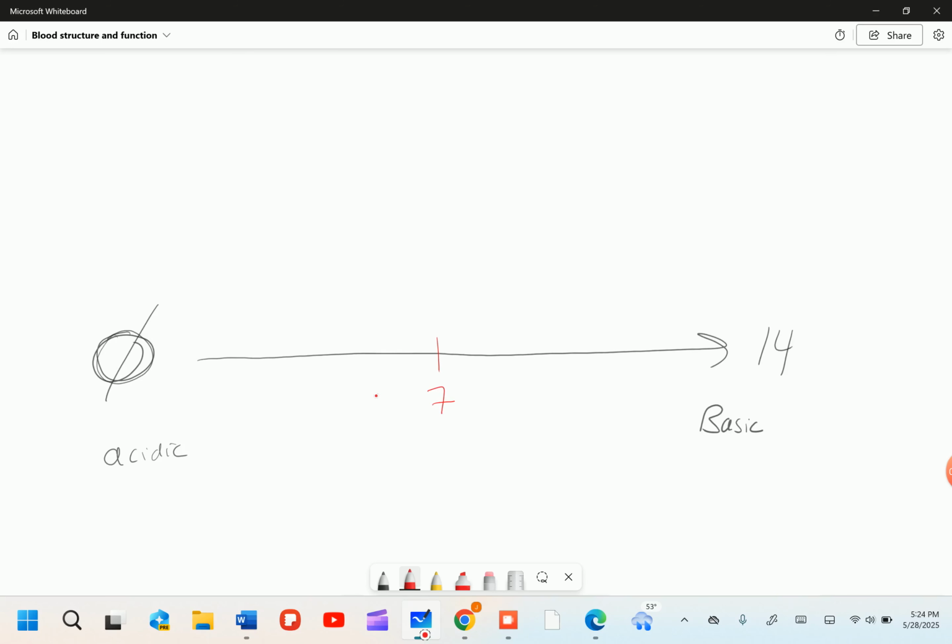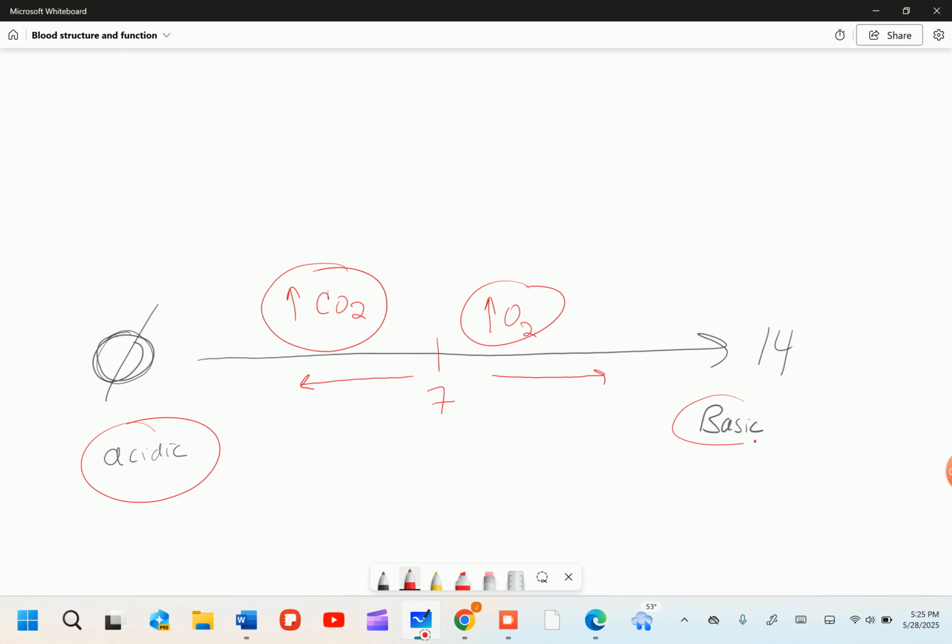If you have an increase in CO2, you're going to work your way toward acidity. And if you have too much oxygen, you're going to work your way toward alkaline or basic. So the body does a pretty good job of acid-base balance to have a good ratio of carbon dioxide and oxygen. So too much CO2 will make you acidic. Too much oxygen will make you alkaline or basic.